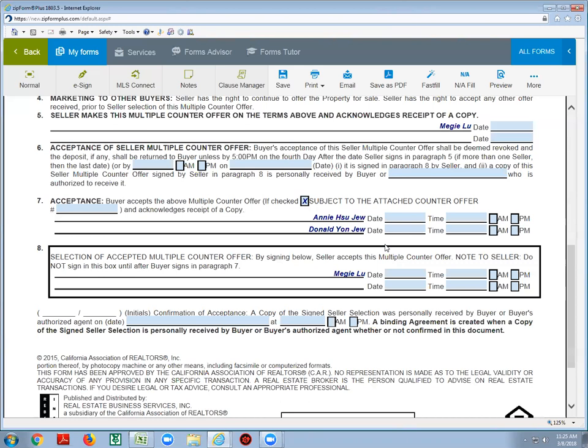So number 7, okay. Number 6, same thing. Continue. Here it's signed by the seller in paragraph number 8. And the copy of this seller multiple counter offer signed by the seller in paragraph number 8 is personally received by the buyer and the buyer's agent, because I'm the dual agent. So my name should be put on it too, or whoever is authorized to receive it.